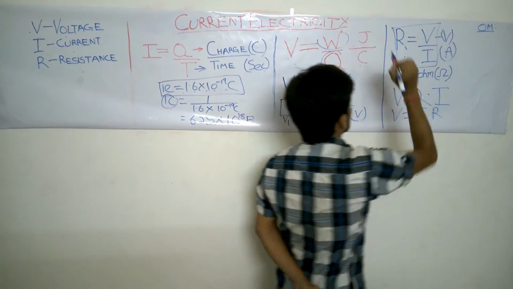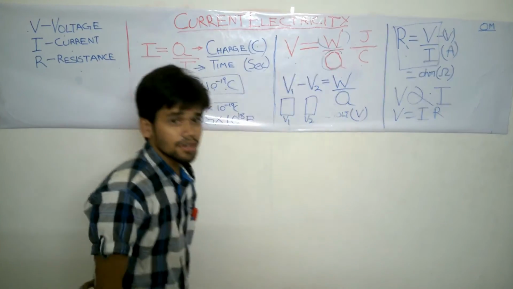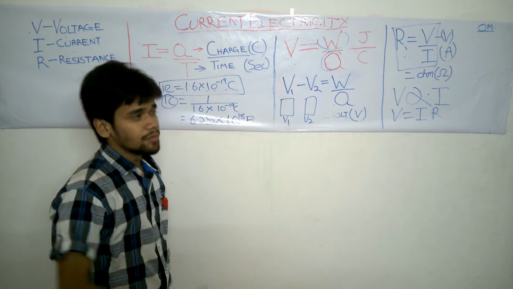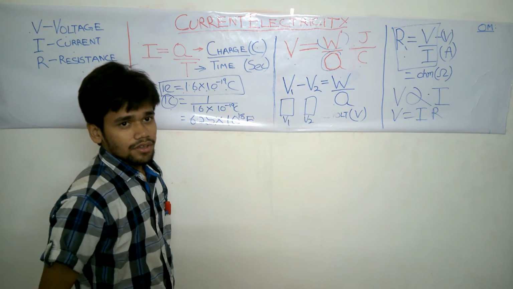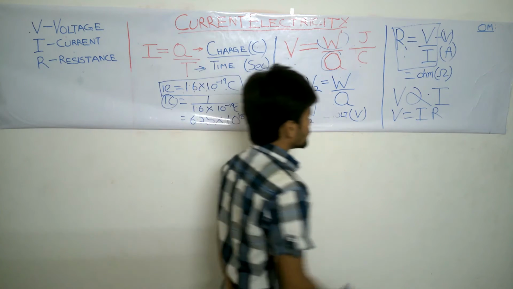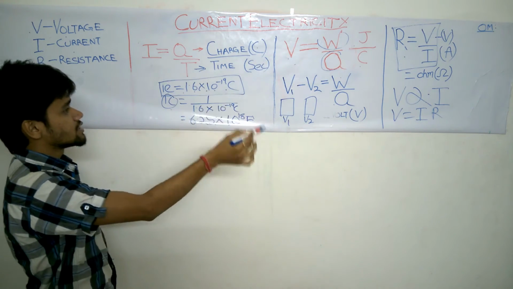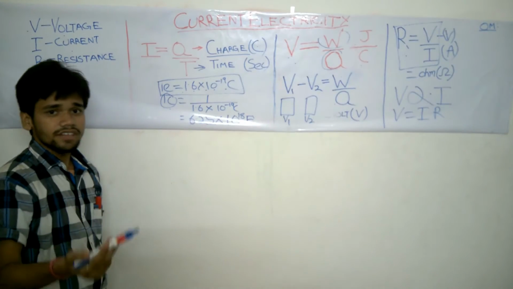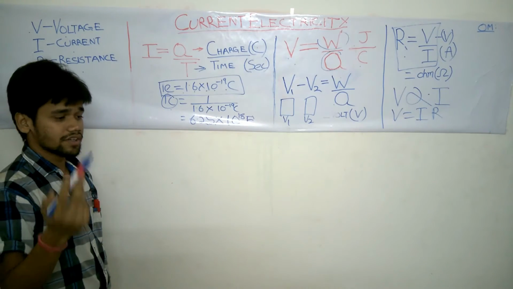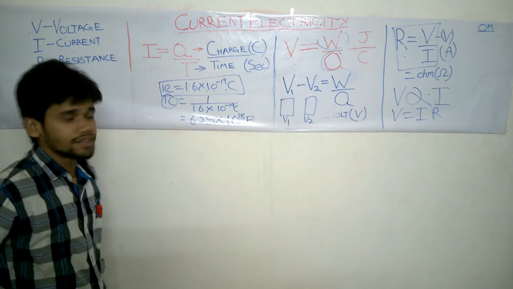So now what is the concept of resistance? Resistance is basically a limit to the flow of current. So now after completing all these things, current, voltage, resistance and Ohm's law, in my next lecture I will tell you about the concept of resistivity and conductivity.